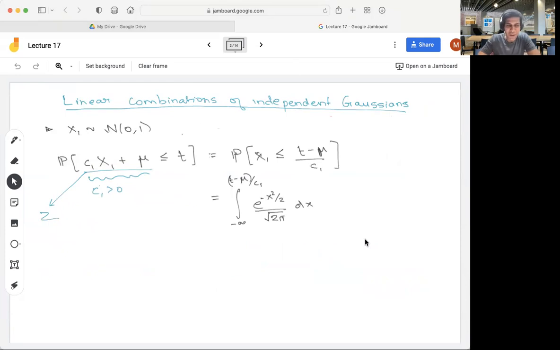And let's assume that C1 is greater than 0, although as you'll see, it doesn't really matter. And the same argument will also work when C1 is negative. When it's equal to 0, things are less interesting because then we just have mu, which is a fixed constant. And the variance of our Gaussian will be C1 square, which will be 0. So it's a less interesting case. Okay, so let's say C1 is greater than 0.